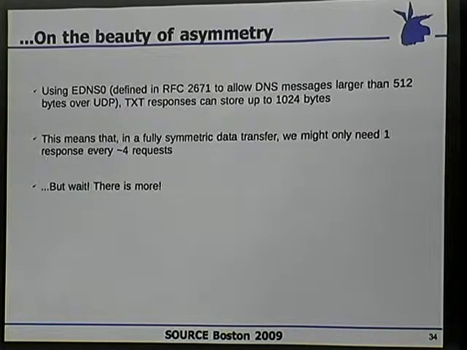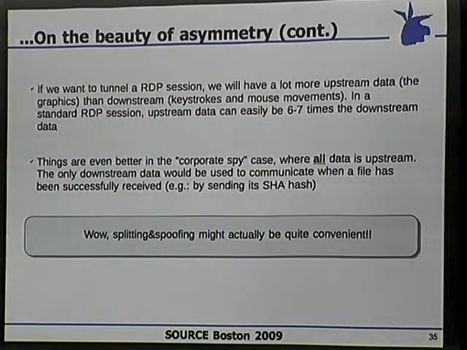But that's not all. If you want, for instance, an RDP session, you're going to have a lot of data to send out: all the graphics, all the windows, the whole screen that you need to deliver on the other end. Whereas downstream, you only have mouse events, clicks, keystrokes. You have very little data to send. In a real RDP session, the upstream data is actually 6 to 7 times the downstream data. So we get quite a good advantage by spreading the upstream data.